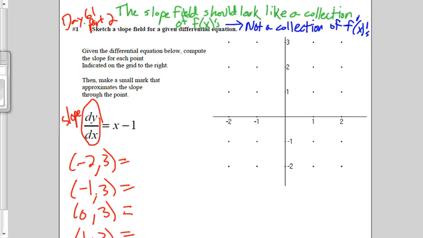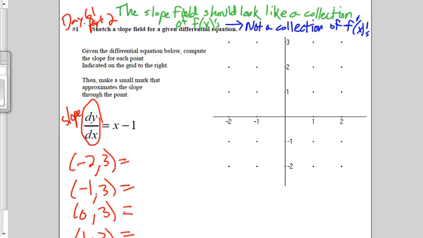Okay, Calculus, Unit 7, Day 61, Part 2. We want to sketch a slope field for a given differential equation. So the slope field should look like a collection of f of x's, not a collection of the f prime of x's. So it's going to be parts of the function, even though we're given the derivative. So it's not going to be what the derivative is.